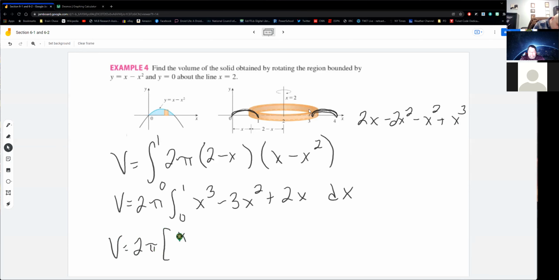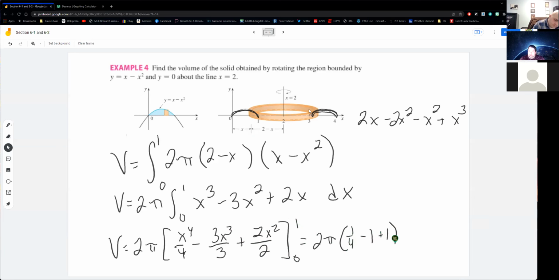So we have x to the 4th over 4, minus 3x to the 3rd over 3 plus 2x squared over 2. We're doing it from 0 to 1. 2 pi times 1/4 minus 1 plus 1. So it ends up equaling pi over 2.